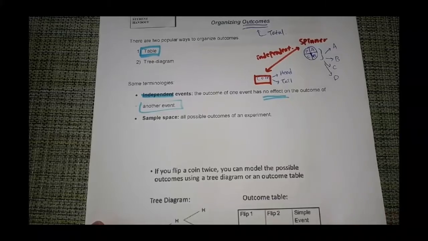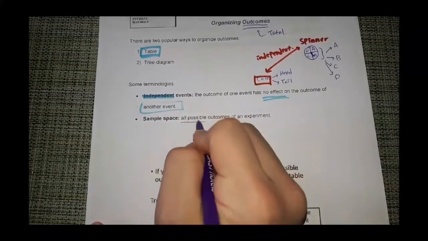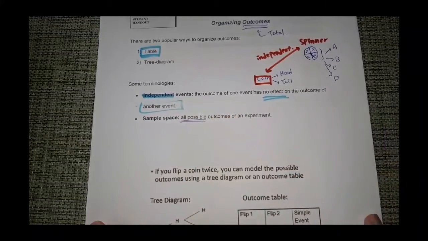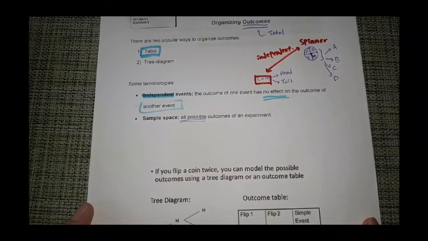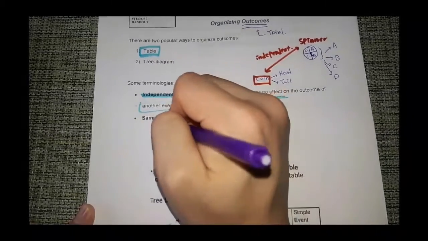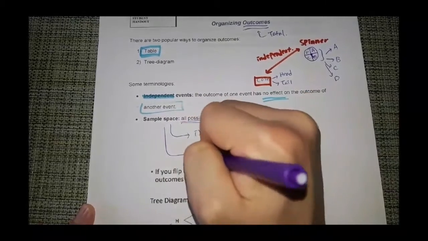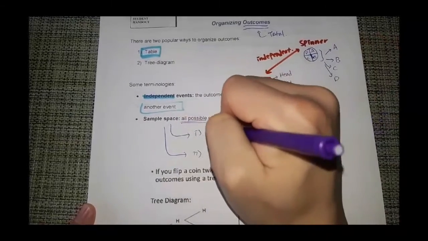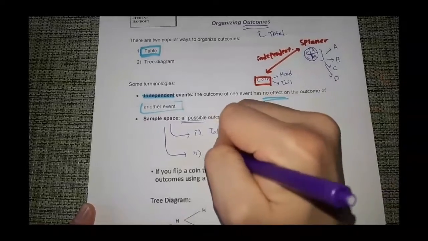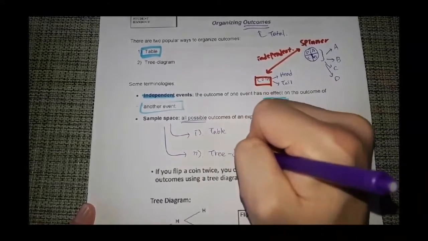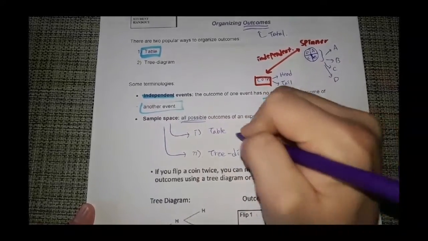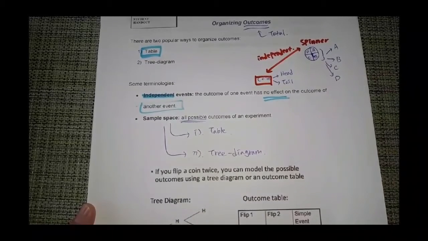And sample space. This is every single possible outcome of an experiment. So, like I mentioned, to find a sample space, there are two different ways. One way is known as a table. The other one, tree diagram. That's something that you need to understand.